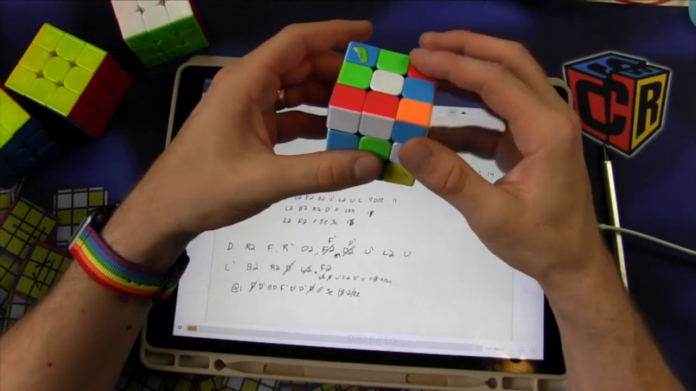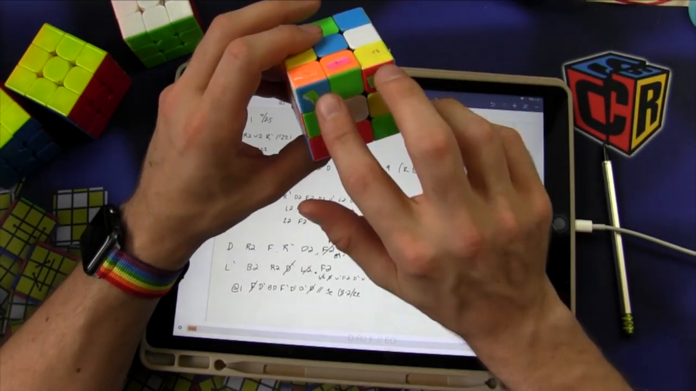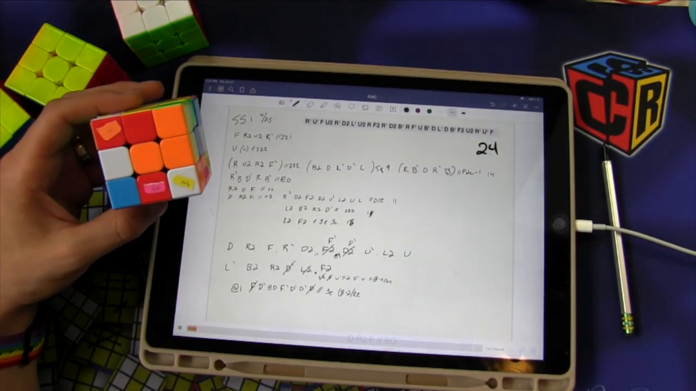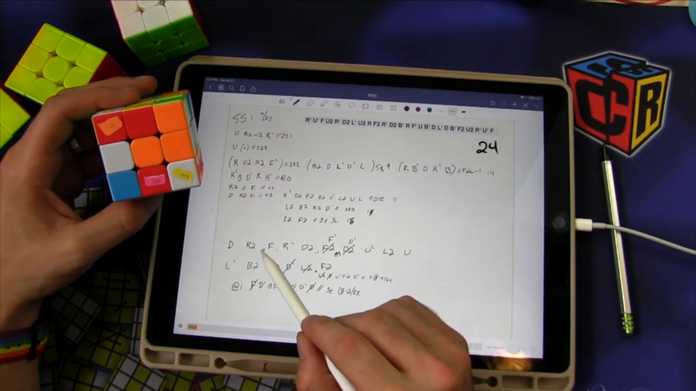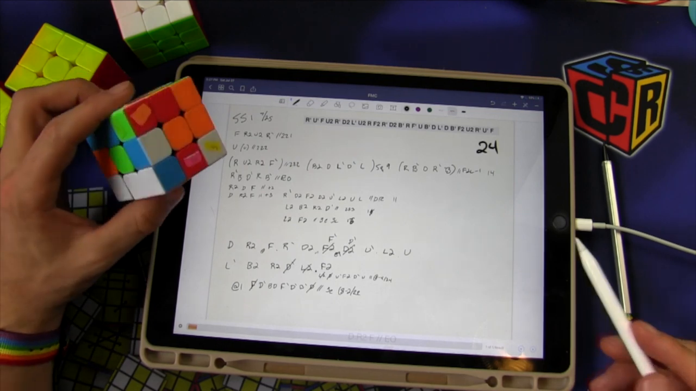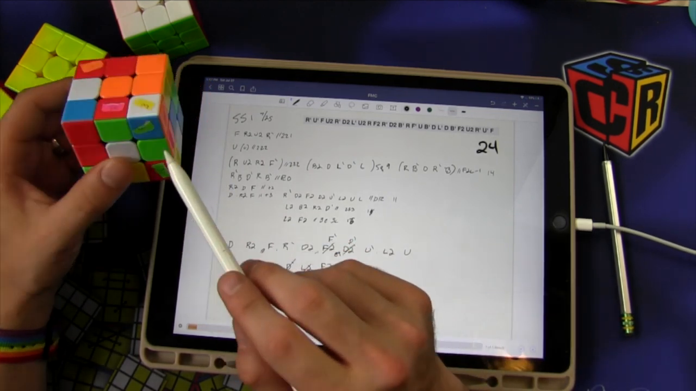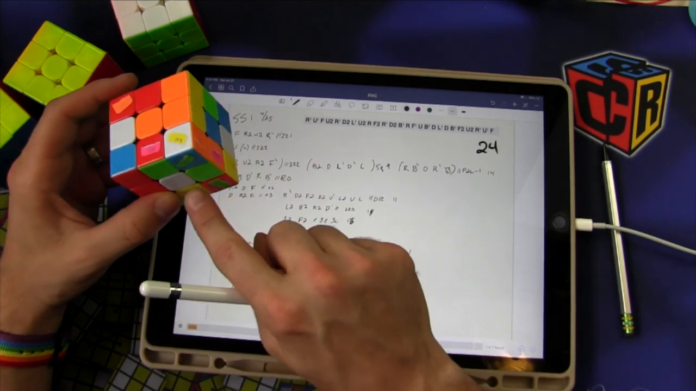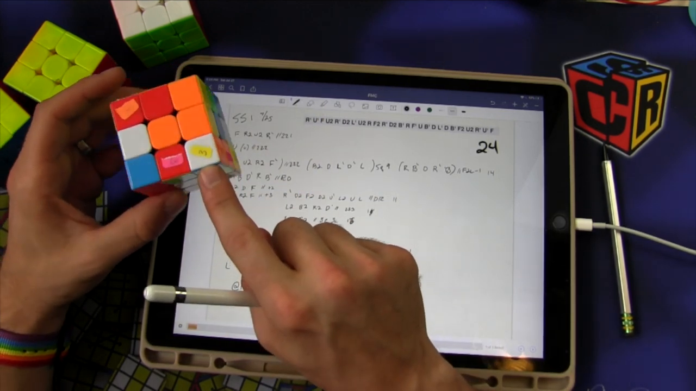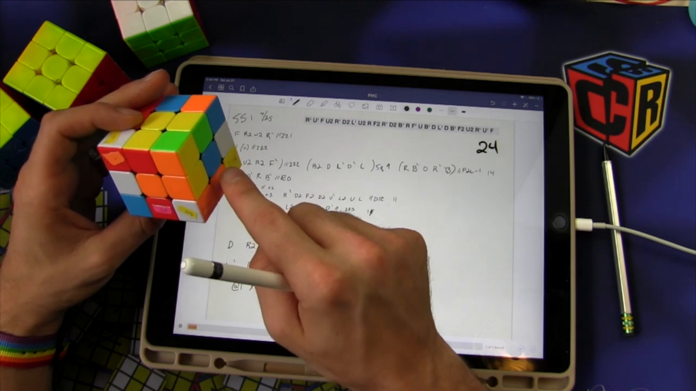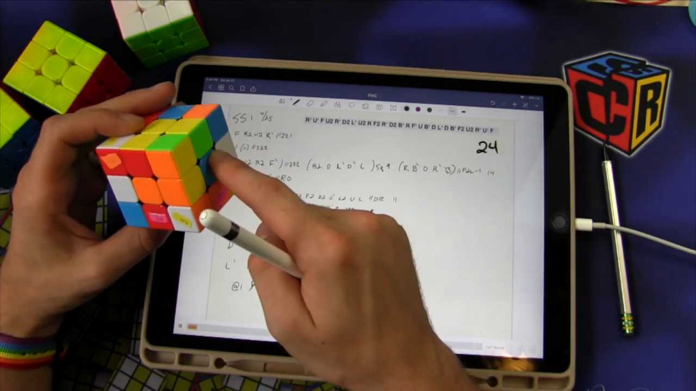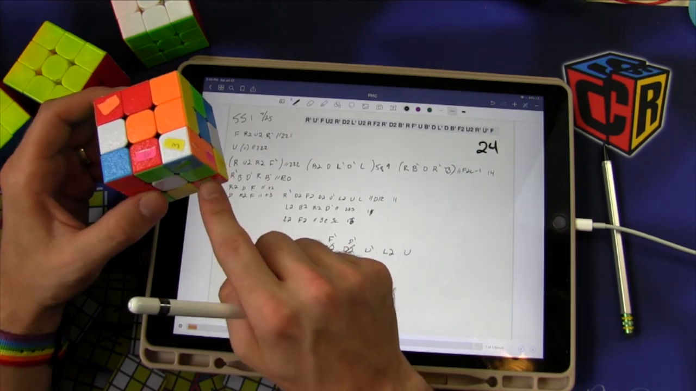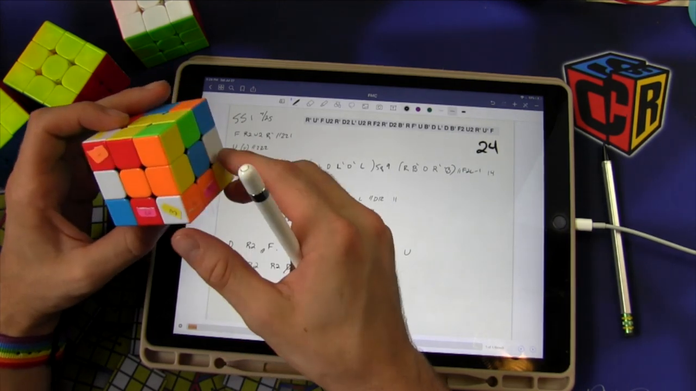Nothing really changes. R2. Oh, green and green, good. And I've got green on the side. So right here, this spot, I could throw in a commutator. I could do one goes to two, two goes to three. So I could do the first move as U prime, and then insert B, D prime, B prime to insert that corner, and then reverse it, U, and then B, D, U prime.